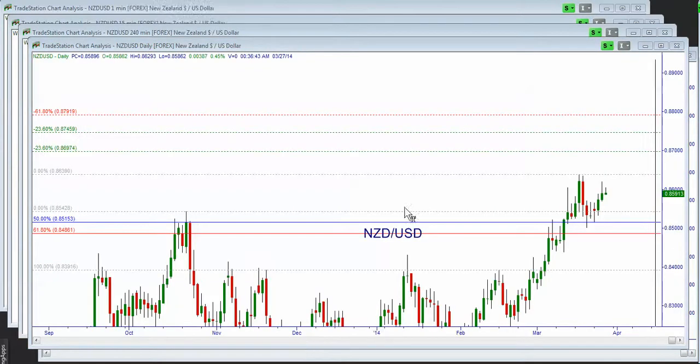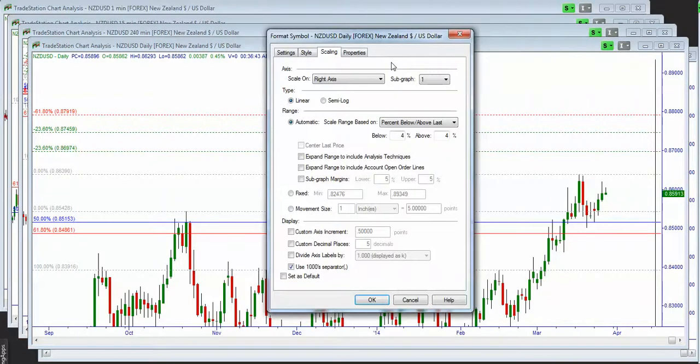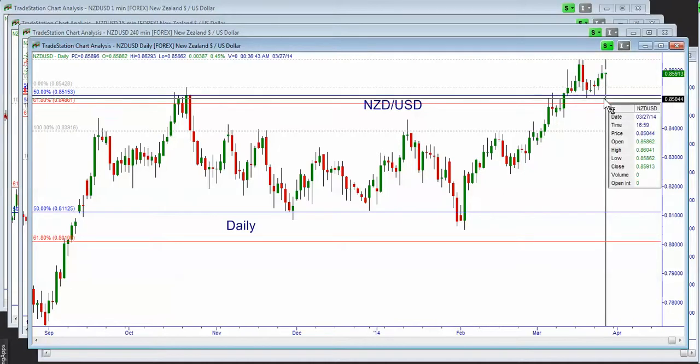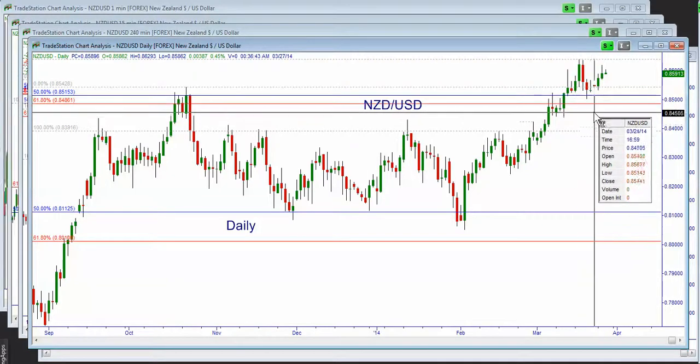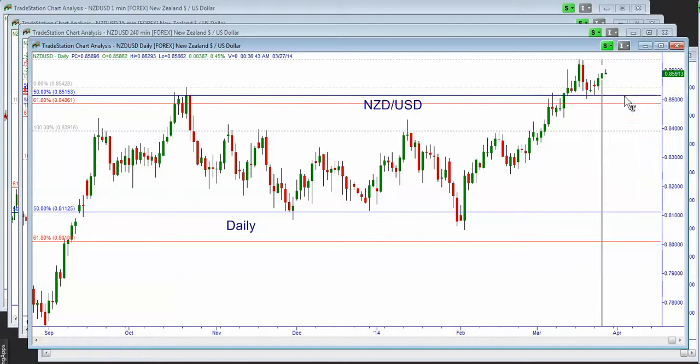Finally, the New Zealand dollar versus the US dollar. I want to restore the previous one we have here. This is the 27, which is starting now, and we saw a continuation higher.